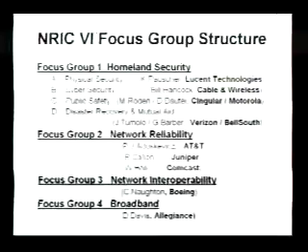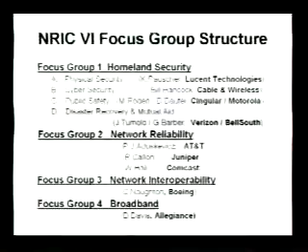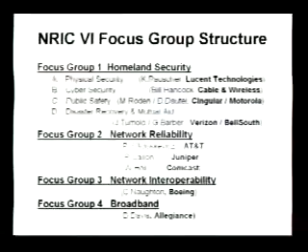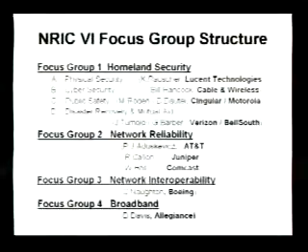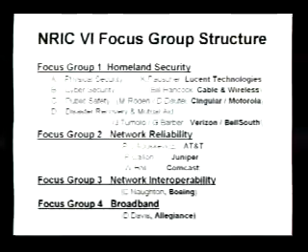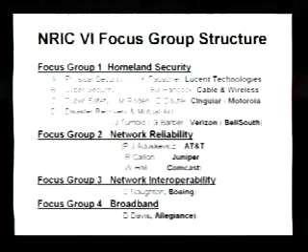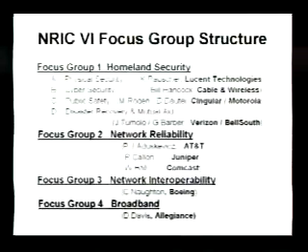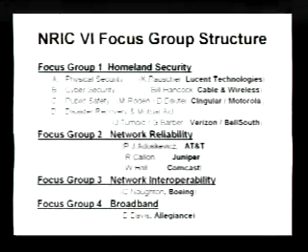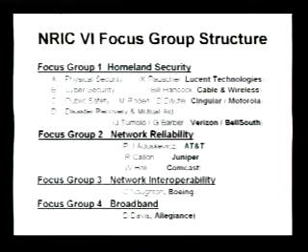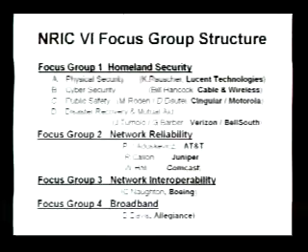This slide's a little bit busy, and I apologize for that. There's two main things I want to point out here. One is the high-level structure of the focus groups, which divides things into 4 groups. There's an area worrying about security, an area worrying about network reliability, an area worrying about interoperability, and a focus group worrying about broadband. I'll talk later in this presentation in more detail about the homeland security part of this, so I won't go into the subgroups there.